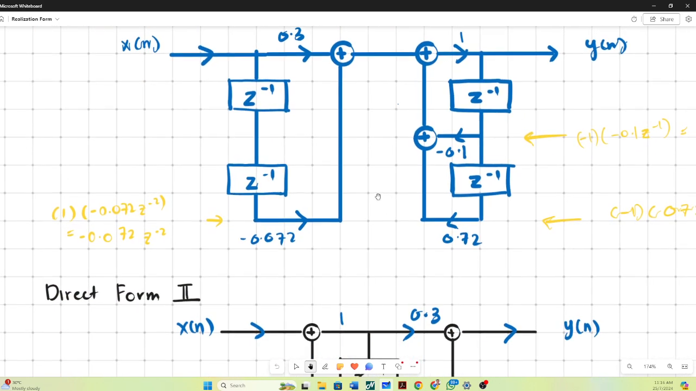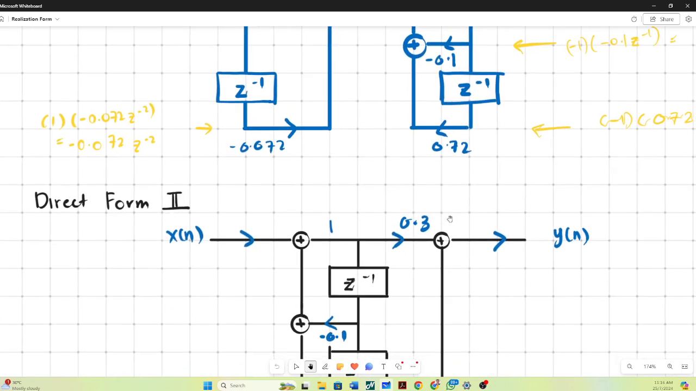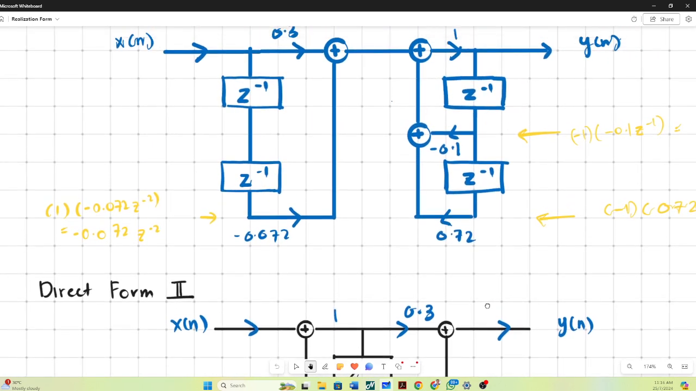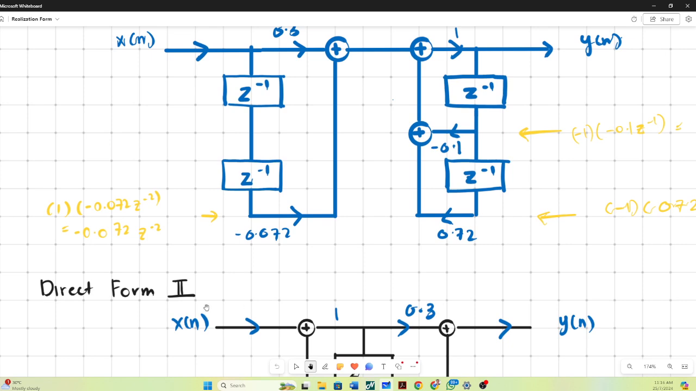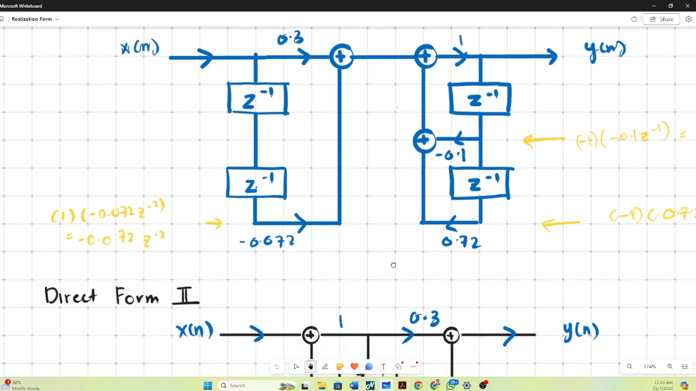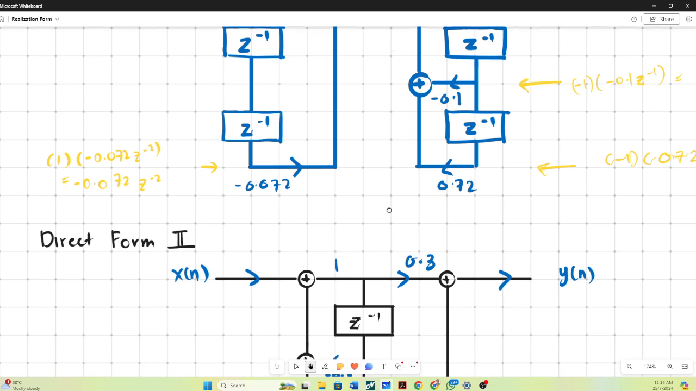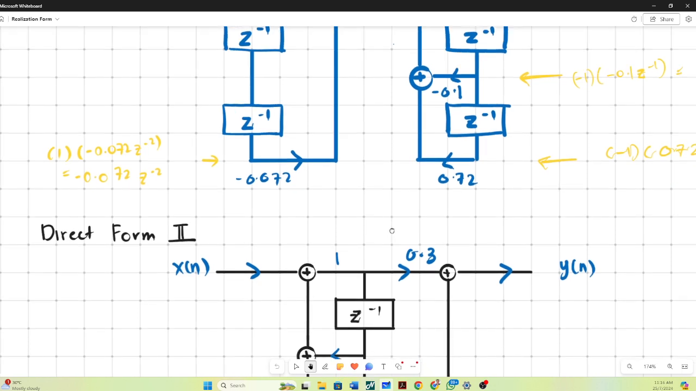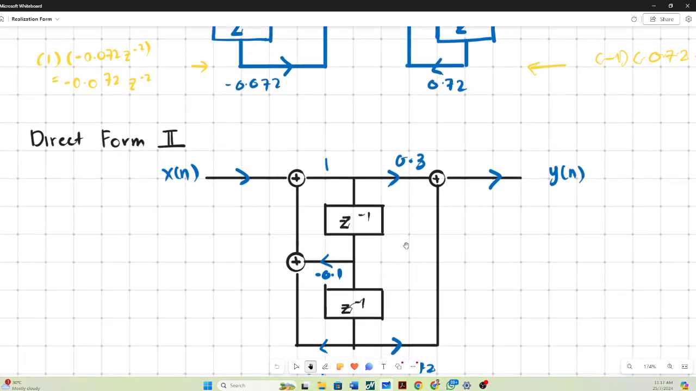Okay, once the question asks us to draw direct form 2, direct form 2 is an evolution from direct form 1, in which we combine the two delay boxes, the right and left side, into one center only. So we get the common delay boxes.